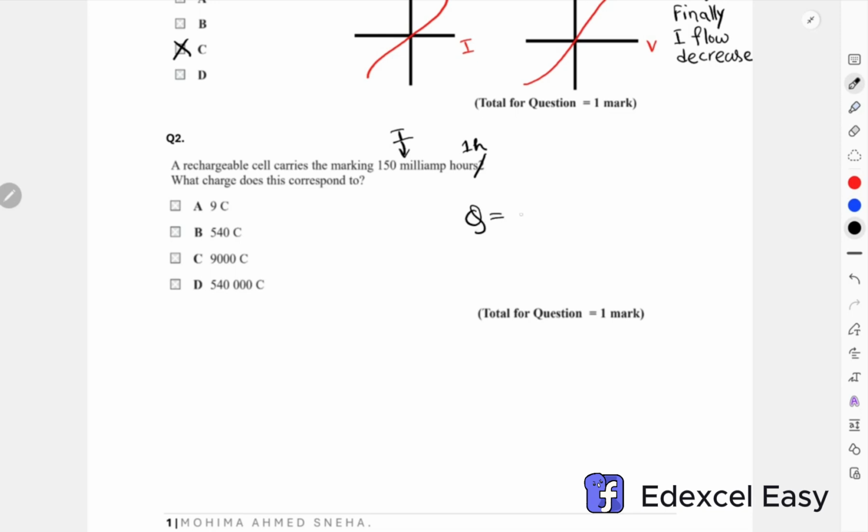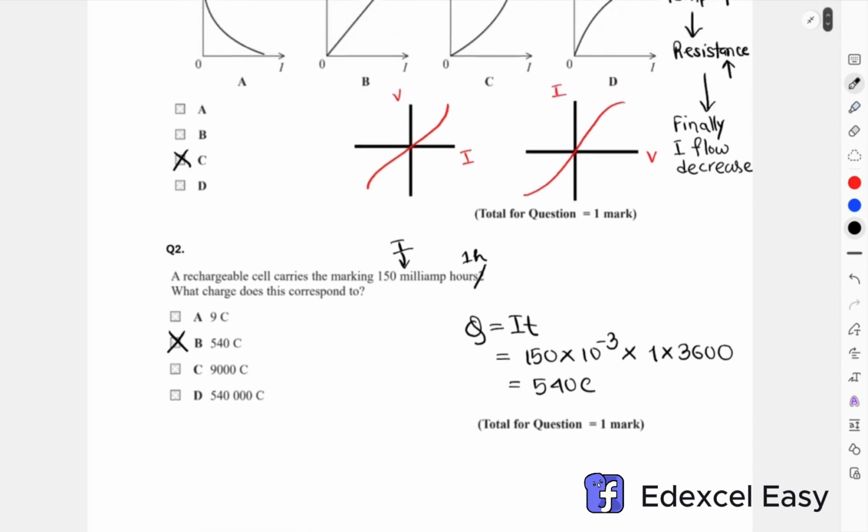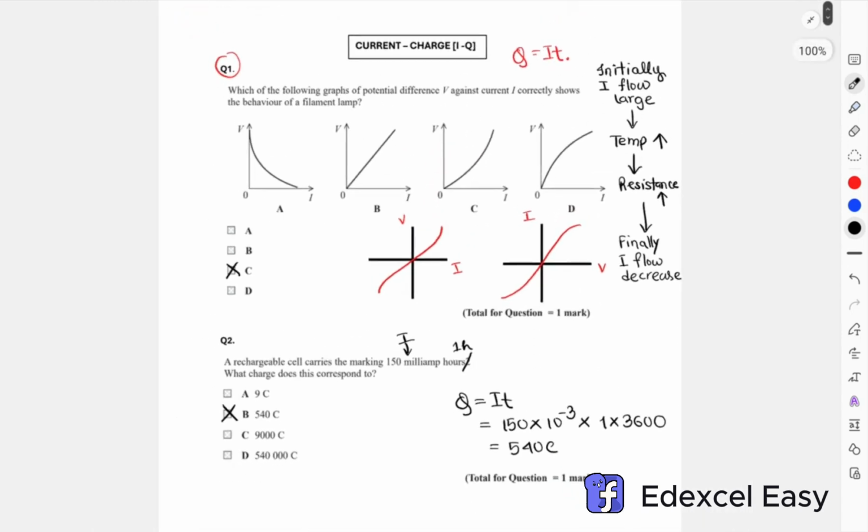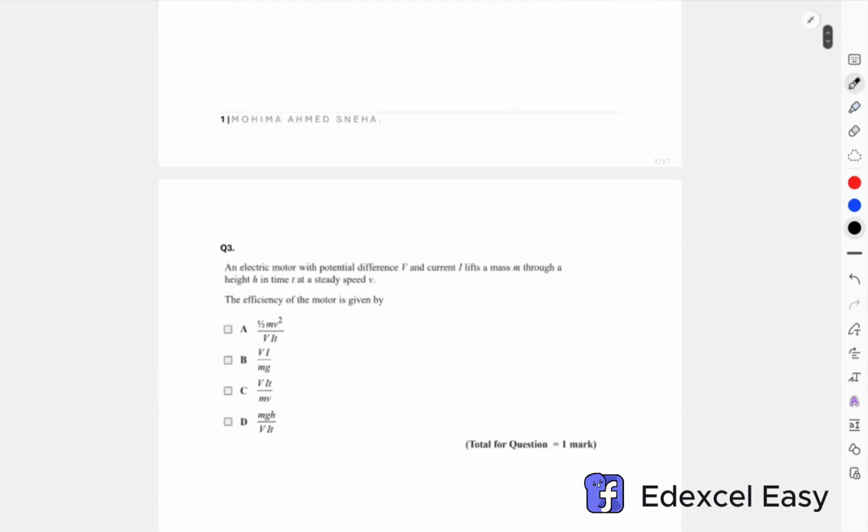So you can write q equals It, which is 150 multiplied by 10 to the power of negative 3, multiplied by 1, multiplied by 3600. Over here, 10 to the power of negative 3 converts milliamps to amps, and 3600 converts 1 hour to seconds. So if you calculate this, you're going to get 540 coulomb, which is obviously option B. And that was everything needed for this part. Other than that, nothing much is needed here. Okay, I hope that questions 1 and 2 were clear enough for all of you. We're going to move on to the next question.